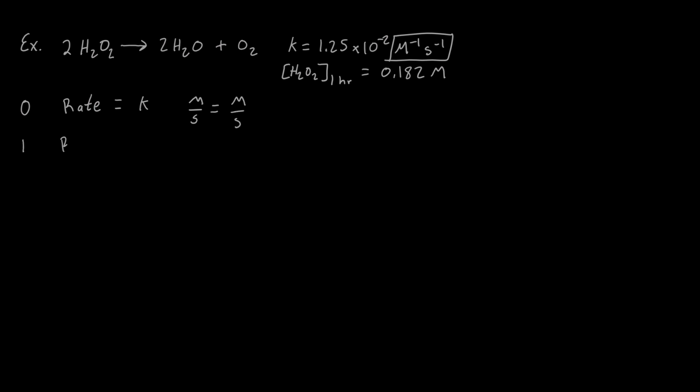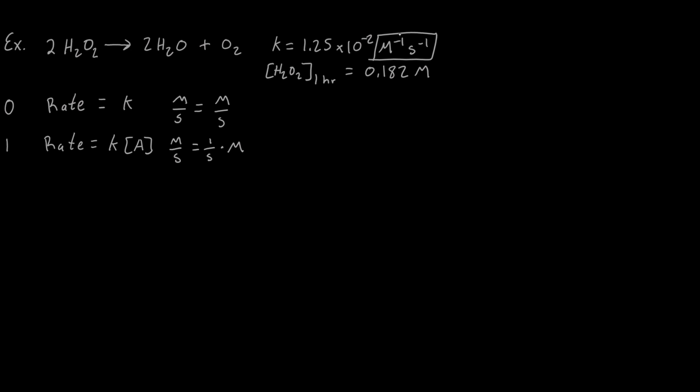So for a first order reaction, our rate is equal to K times the concentration of our reactant. So again, rate is molarity per second, but now we're multiplying by the concentration of A, which has units of molarity. So now, in order to get a final rate unit of molarity per second, our rate constant K must have units of 1 over seconds, so that they multiply to molarity per second.